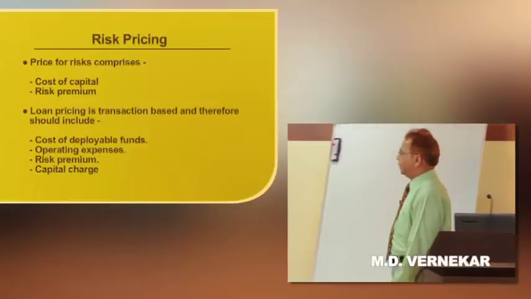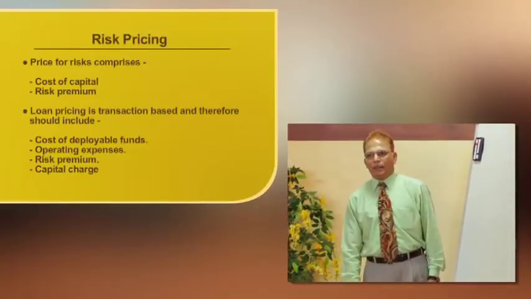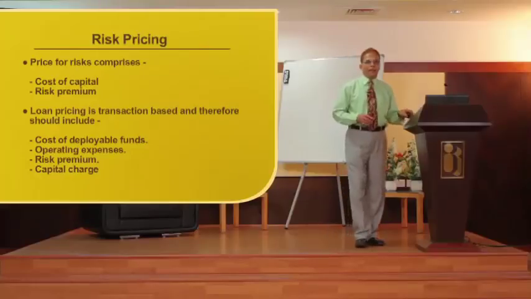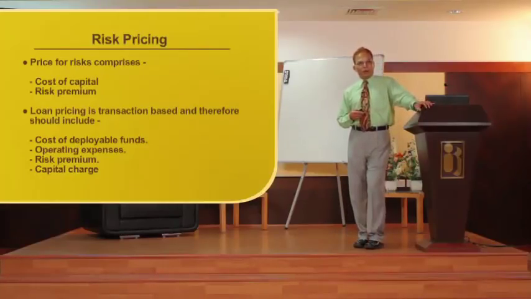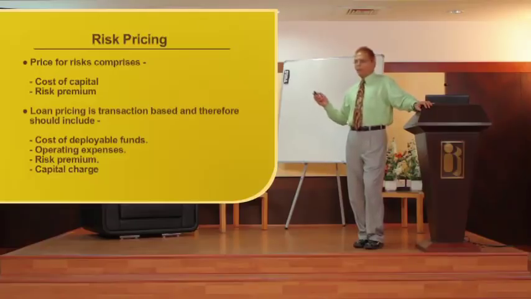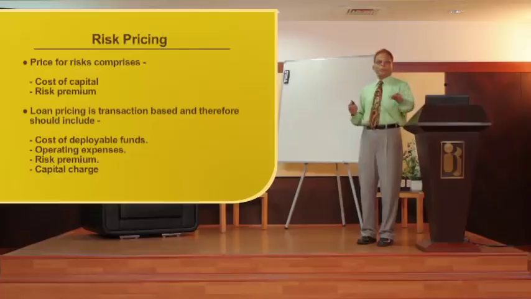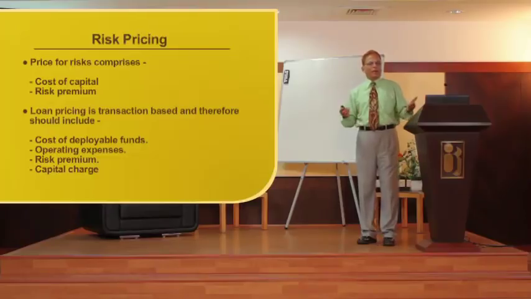We said earlier the loan pricing is transaction based. What it means is every transaction has to be priced according to the kind of risk involved, which is coming out of the risk premium. Now, what are the other components of the cost?